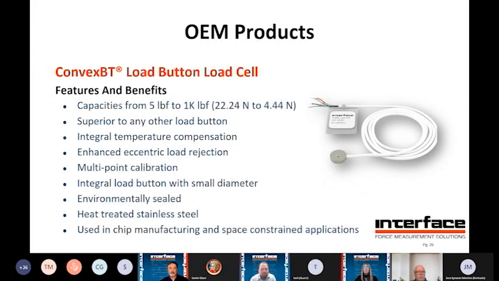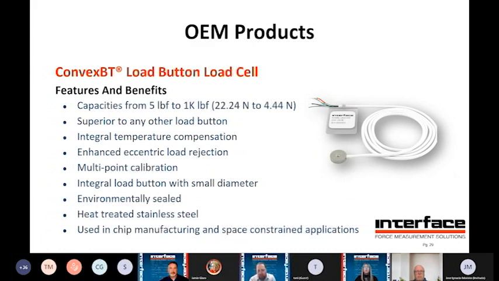Convex BT. We launched this a couple of years ago. This was Interface's take on the classic load button load cell, which usually has some compromises around it. We've gone to great lengths to improve repeatability and the eccentric load rejection. So much better repeatability than you typically see from something of this product family.